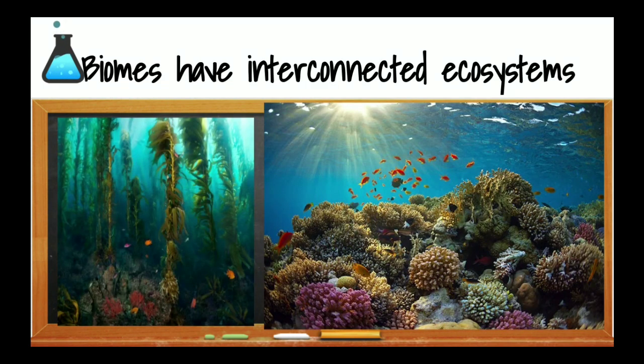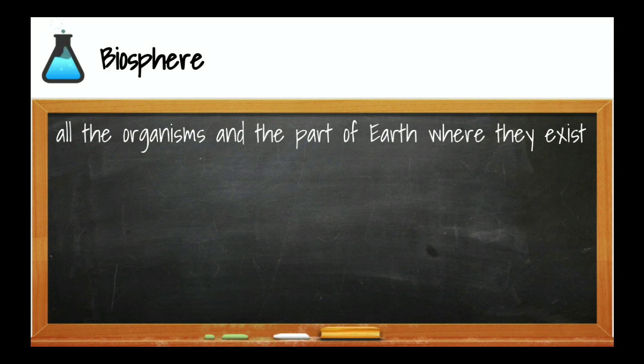So the difference between a biome and an ecosystem is a biome can have many different interconnected ecosystems. For instance, the marine biome includes the kelp forest, which will interact with the coral reefs. Now, those have different conditions and different living organisms, but they are also interconnected. So a biome can have several ecosystems within it. Biosphere is just the earth where living things exist.